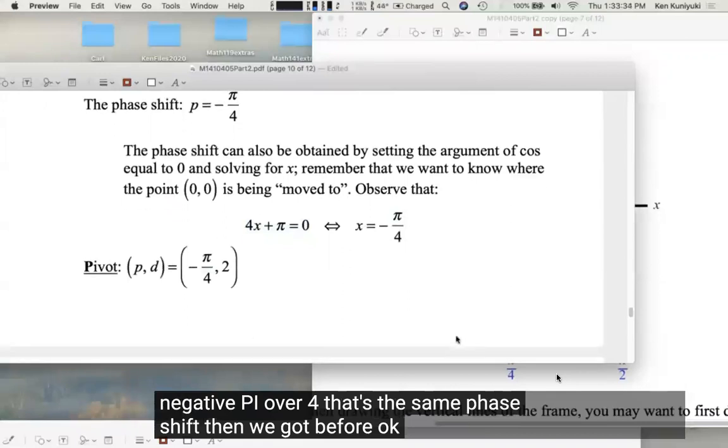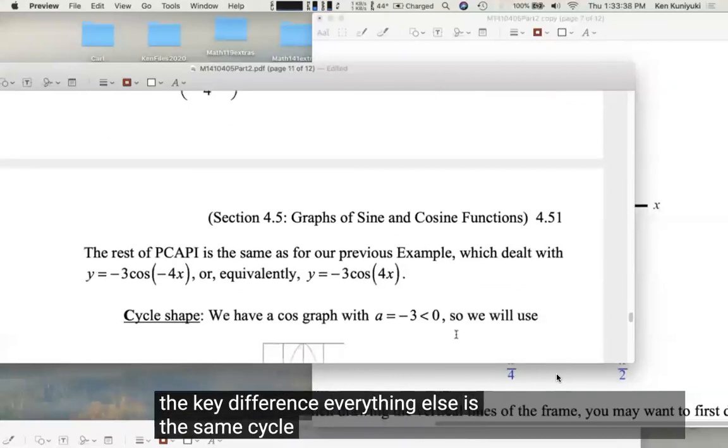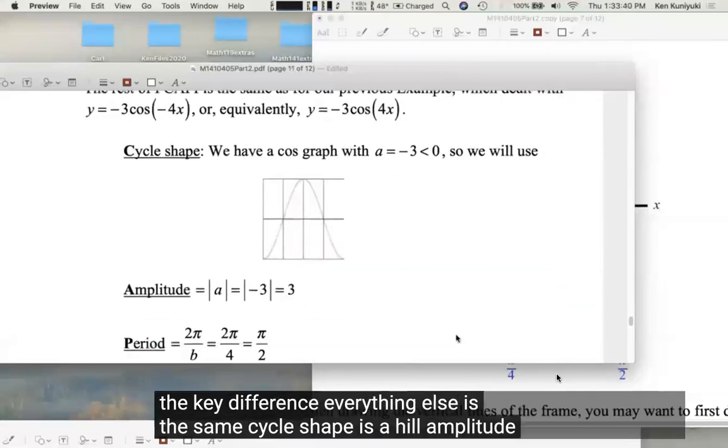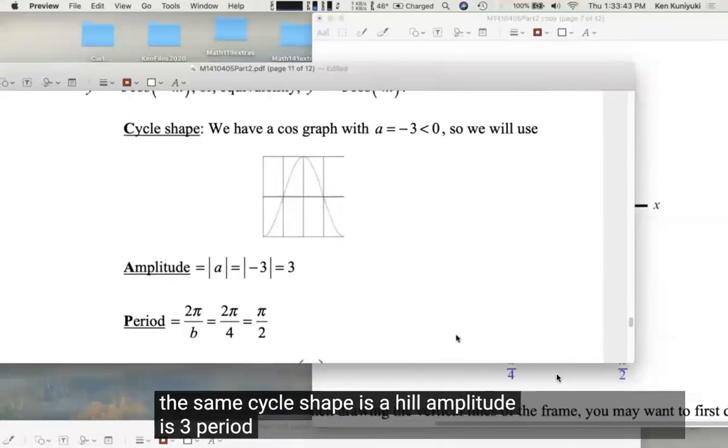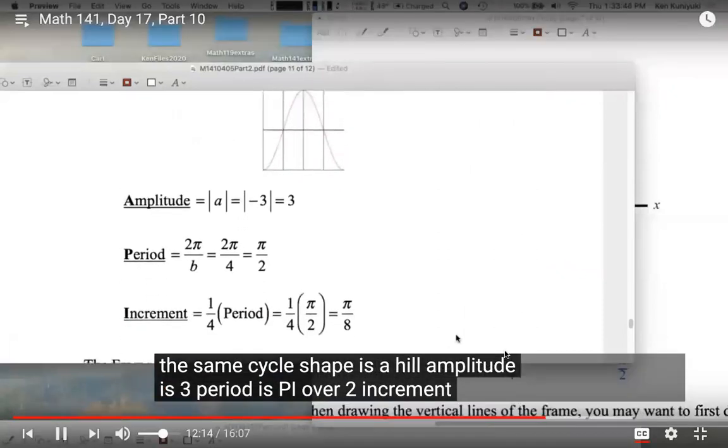Okay. So that is the key difference. Everything else is the same. Cycle shape is a hill. Amplitude is 3. Period is pi over 2. Increment is pi over 8.